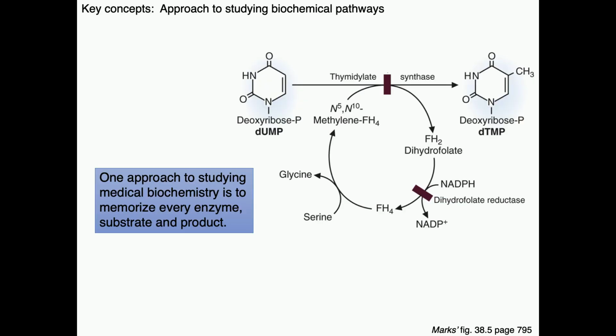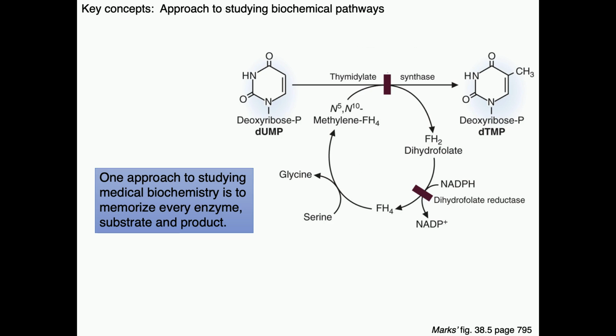Okay, so let's spend a few more moments looking at an approach to studying biochemical pathways, and I'll use the one that we talked about, the thymidine nucleotide synthesis pathway, as an example. So one approach is to memorize every substrate and every enzyme, and if you want to do that, or if you've already done that, I don't want to discourage you from doing it, but it's not necessary, and if you do that, you may be missing some of the context and the significance. Okay, so I'm going to give you my systematic approach for success in studying biochemical pathways.